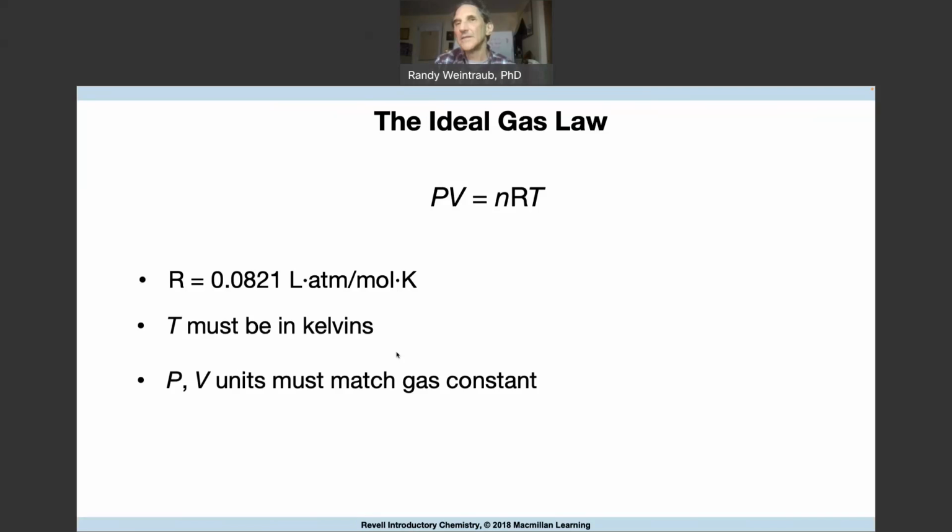Again, T must be in Kelvin, and the units used for pressure must be consistent with the units of the ideal gas constant.